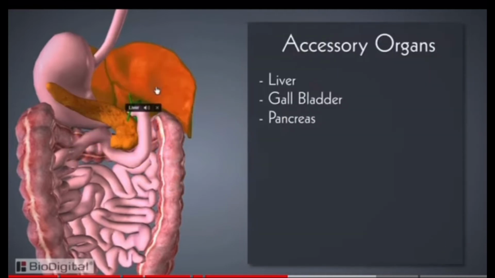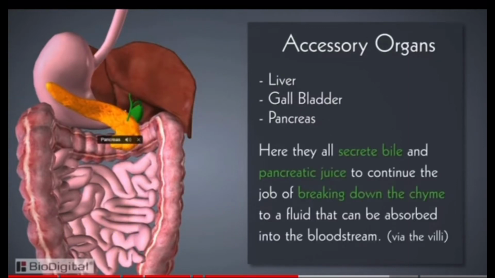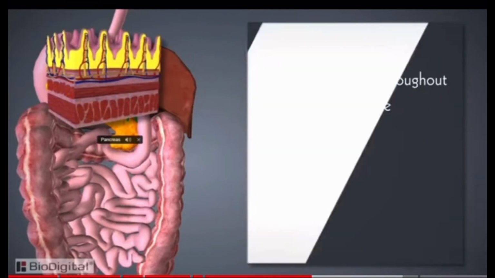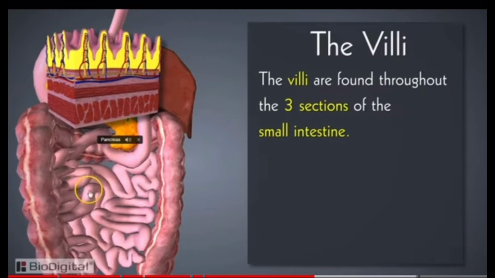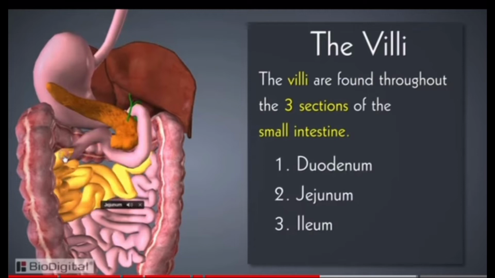The accessory organs we mentioned earlier, such as the liver, gallbladder, and the pancreas, come into play at this juncture. Here, they all secrete bile and pancreatic juice to continue the job of breaking down the chyme to a fluid that can be absorbed into the bloodstream via the villi. The villi are found throughout the three sections of the small intestine. These three sections are the duodenum, jejunum, and the ileum.